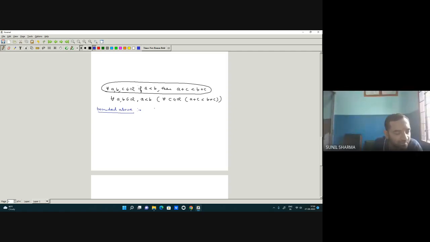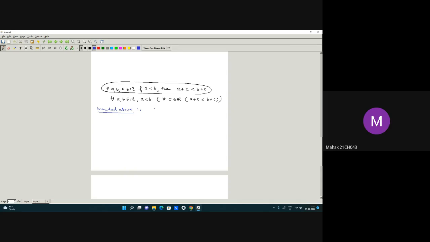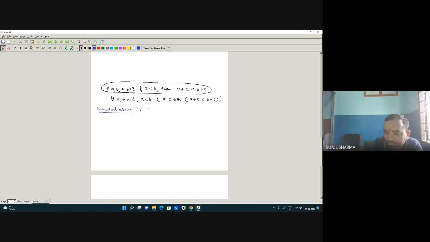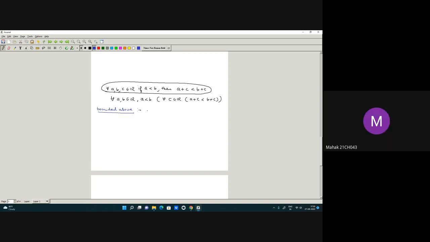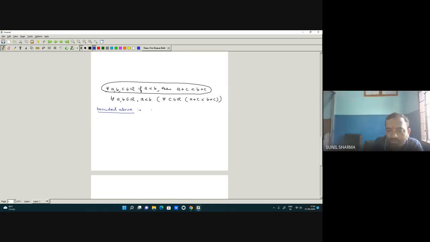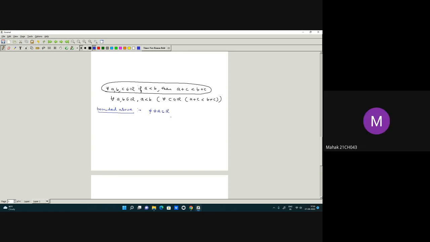Yes, Mahek, or any other? So if there exists U belongs to R such that for x belongs to A, x is less than or equal to U. What is A? So A is any set. Any non-empty set, right? So let A be a non-empty subset of the real numbers R. Now, then x belongs to A.